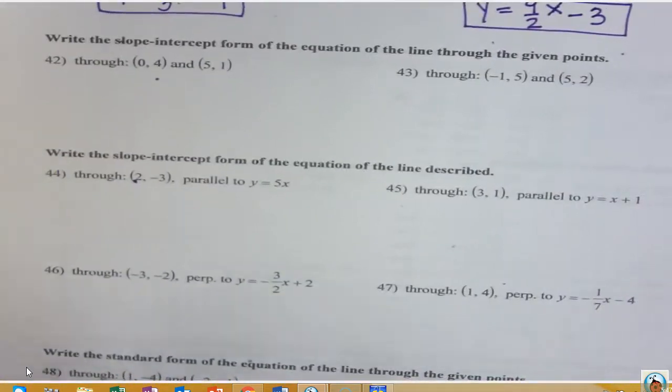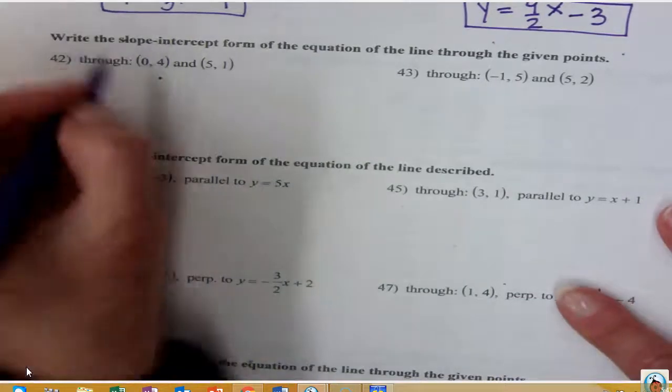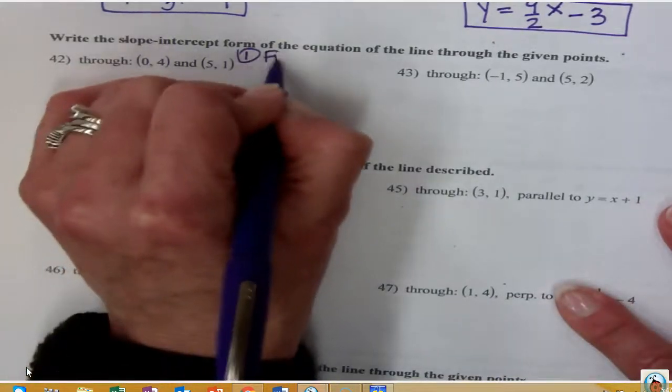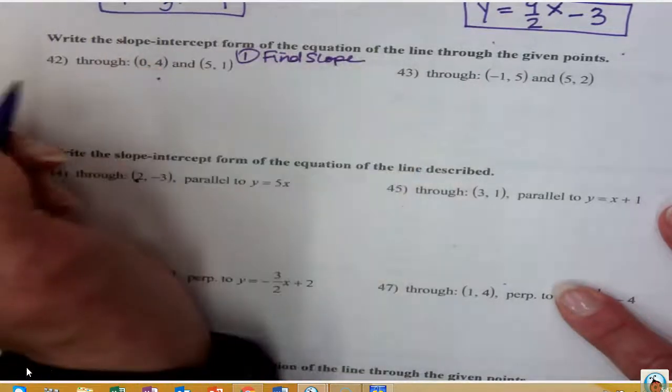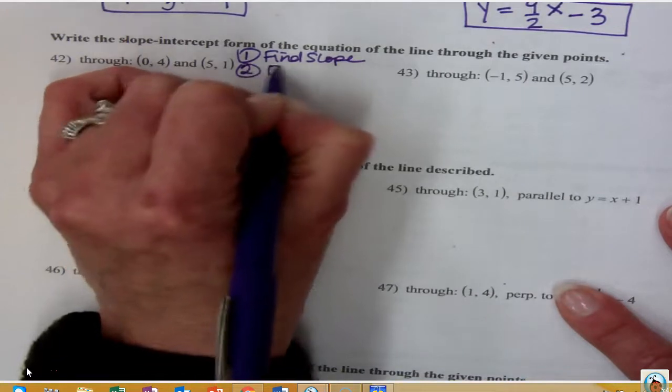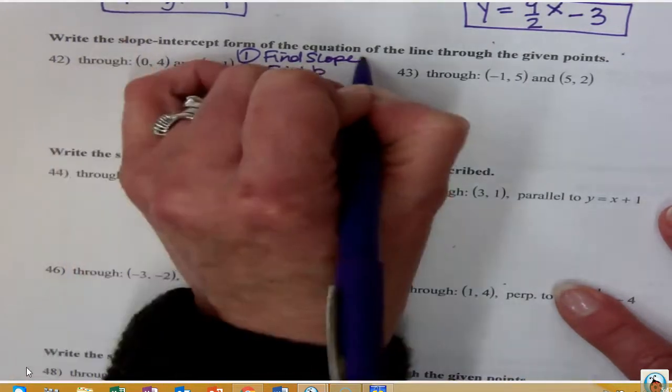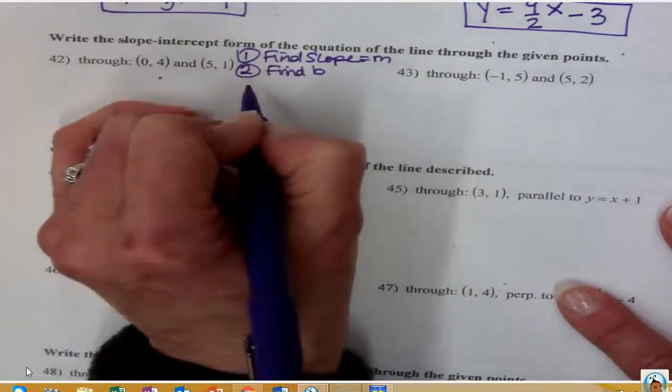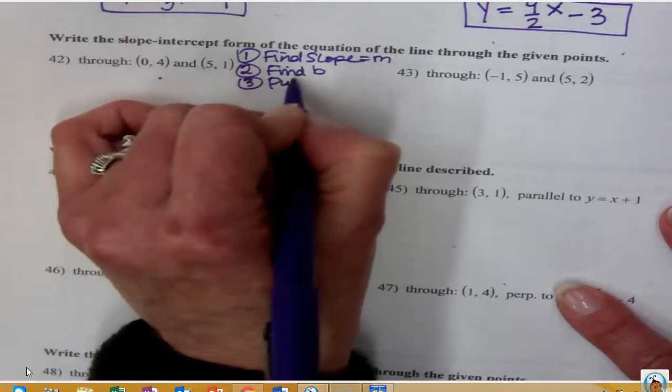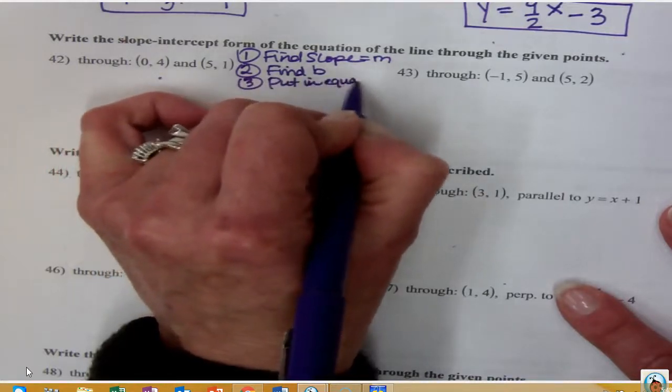All right, write the slope-intercept form of the equation of the line through these given points. So this is kind of multi-step. What is the first step that we need to do? We are going to find our slope, which is our m, then find B, our y-intercept, and then put it in the equation. So those are your three steps.